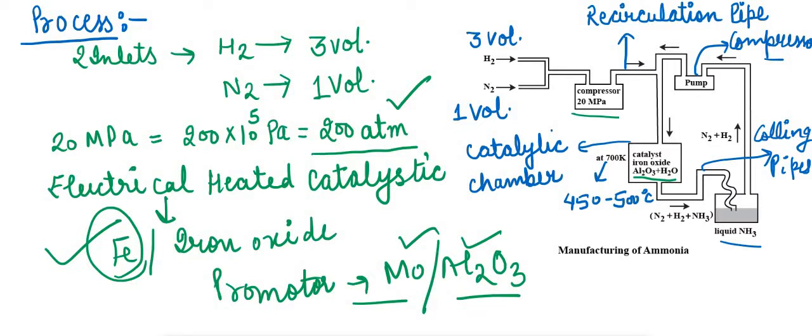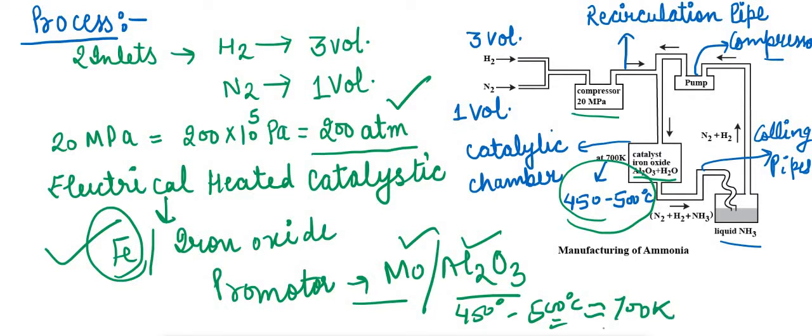Now finally, the temperature requirement here is around 550 to 500 degree Celsius, that is approximately equal to 700 Kelvin. That temperature requirement you must have there. And further, the mixture of ammonia is formed, that is N2 plus H2 giving ammonia. In the starting I already told you that the formation of ammonia is an exothermic process. So we require cooling pipes, a coolant chamber to cool down the ammonia, and that gas passes through this pipe into this water chamber.